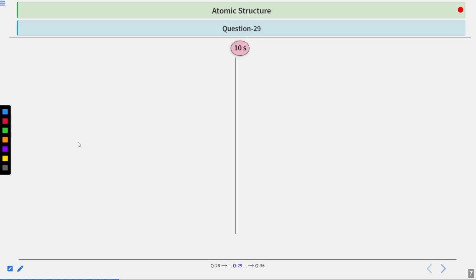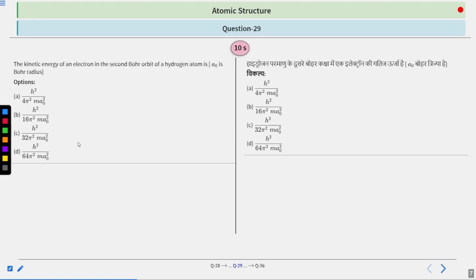Question number 29 says that the kinetic energy of an electron in the second Bohr orbit of a hydrogen atom is, where a naught is the Bohr radius. Options are A h square by 4 pi square m a naught square, B h square by 16 pi square m a naught square, C h square by 32 pi square m a naught square, option D h square by 64 pi square m a naught square.